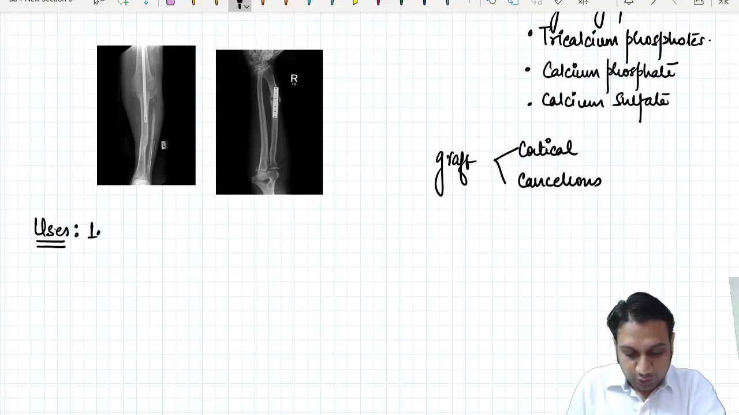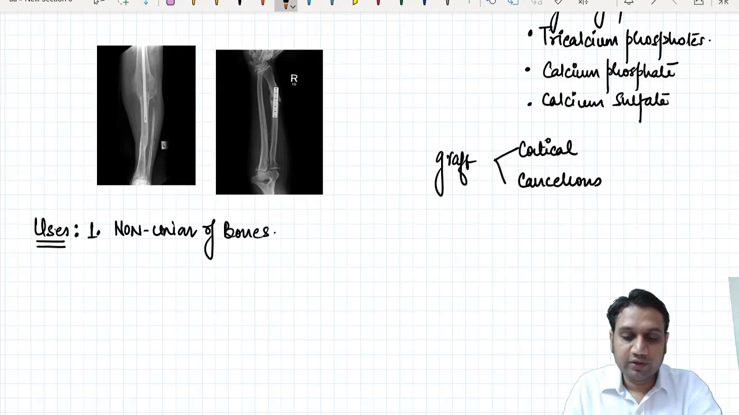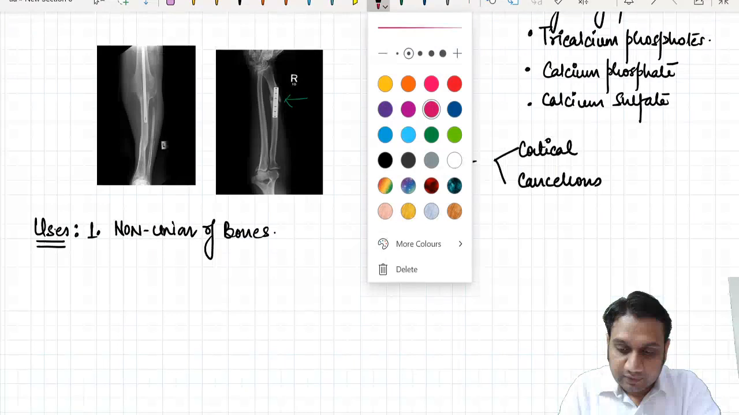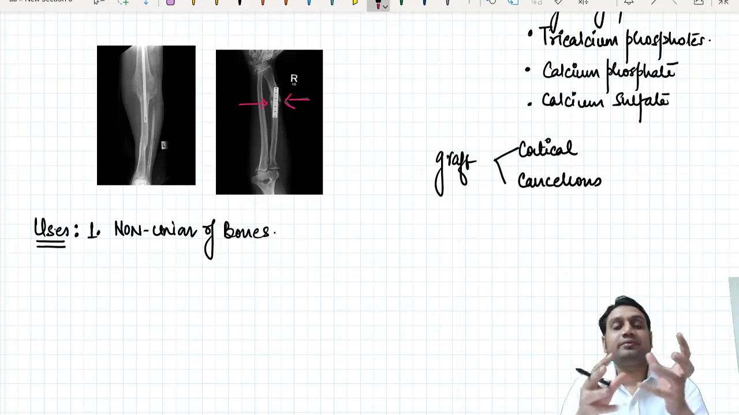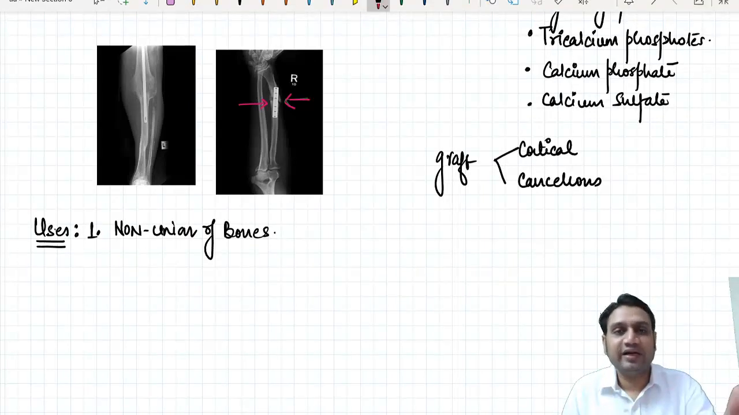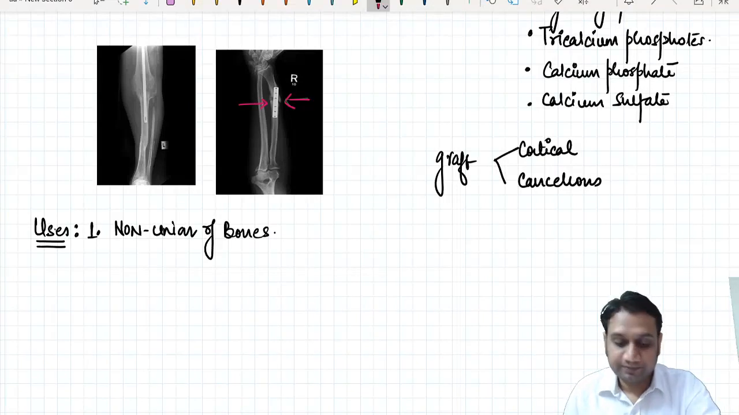Number one, it can be used when there is a non-union of the bones. Here you can see that the radius has been plated, but still the bone is not uniting. You can see an appreciable gap between the two ends of the bone. So it is a non-union, and most likely the plate has failed or the implant is loosened. Here we can use the bone graft.